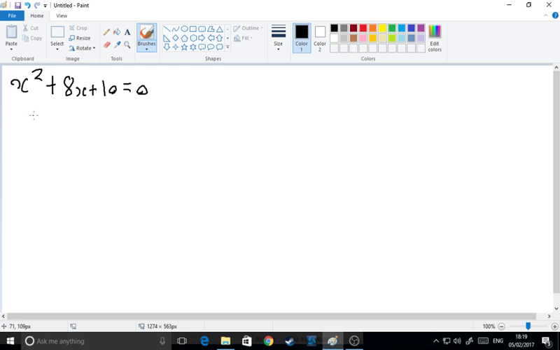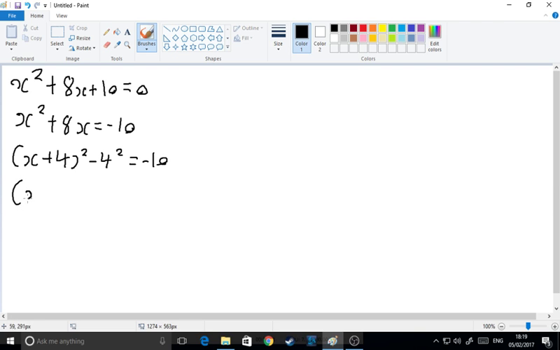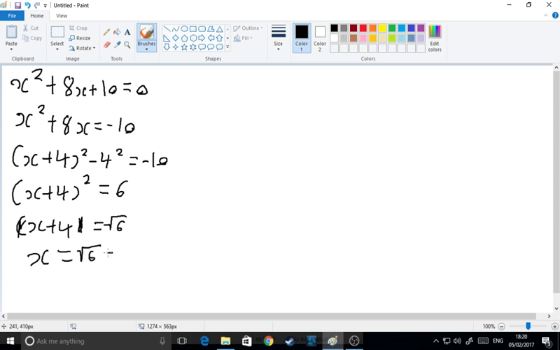So what we do is we go x squared plus 8x is equal to minus 10. Then we complete the square. (x plus 4) squared minus 4 squared equals minus 10. Then we take over the minus 4 squared, so (x plus 4) squared is equal to 16 minus 10, which is 6. Then we square root both sides to get x plus 4 equals root 6. And now we can move over the 4, so x is equal to root 6 minus 4.